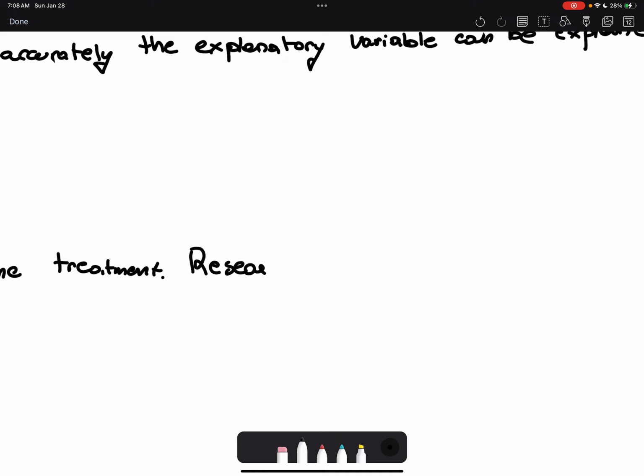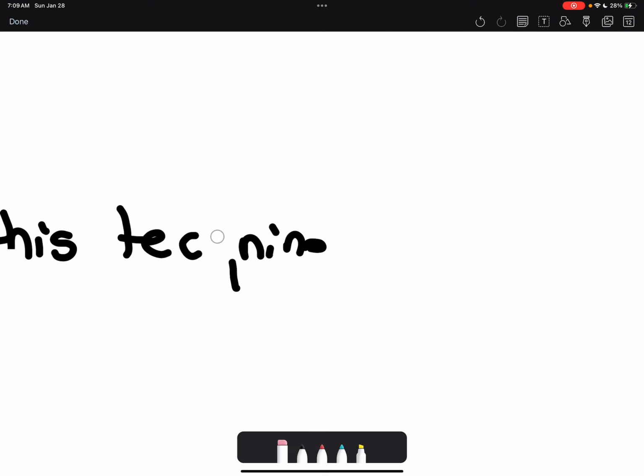Researchers, that's not an R, apply this technique. Oh, I don't know how to spell this. This is not right, sorry. Technique. I think this is how you spell it. Let me just double check real quick. I don't want to give you false information. I'm missing an H. Technique. Sorry. Technique.